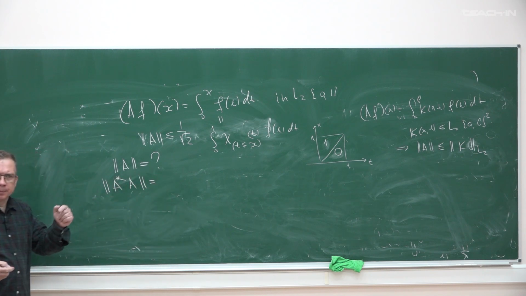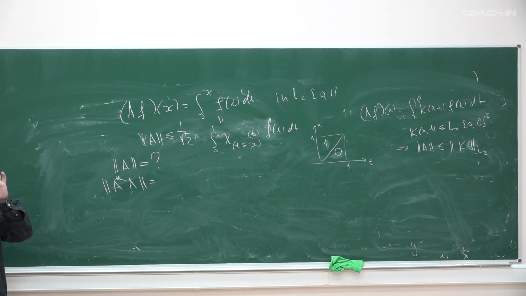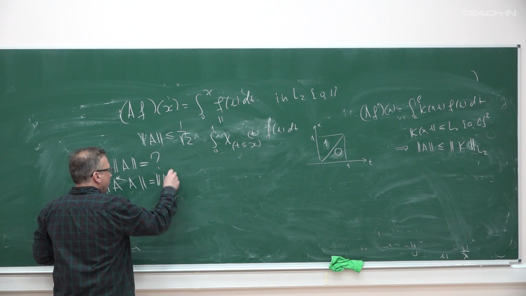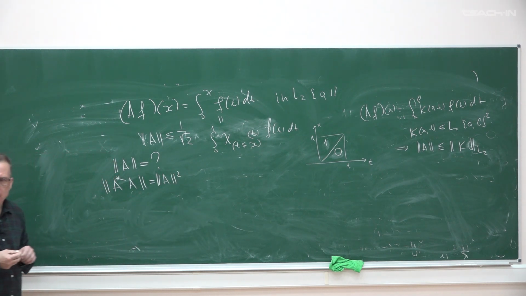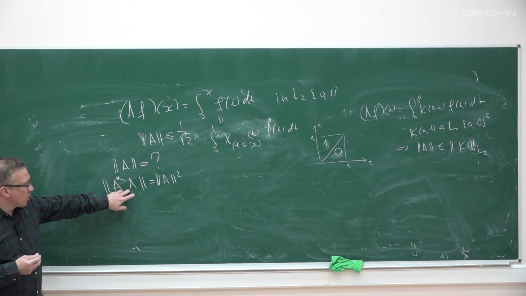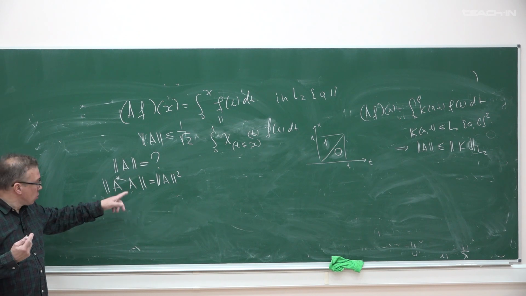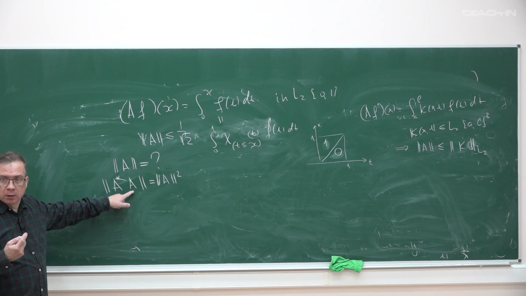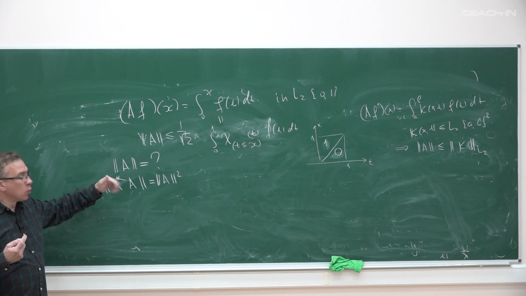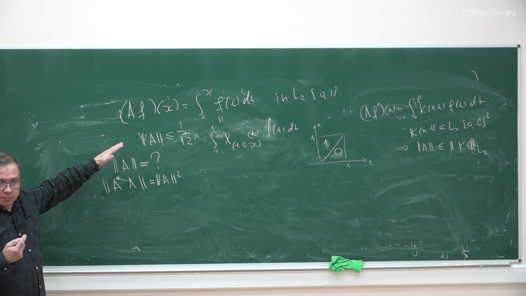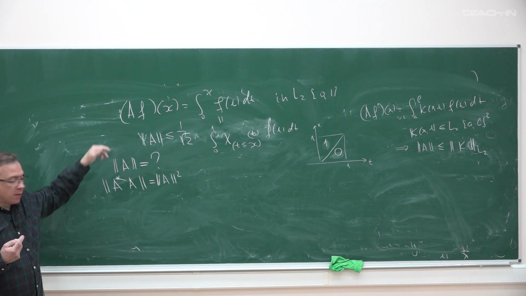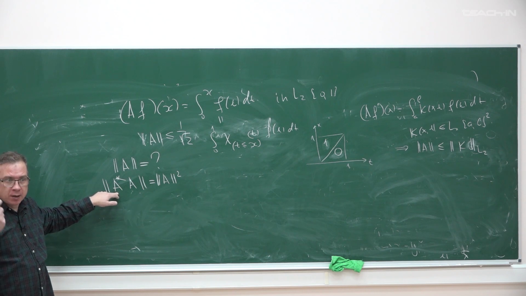It equals to what? Yes, the norm of A squared. Now the idea: this operator is self-adjoint and compact. Is it clear that it is a composition of a bounded operator with a compact one? A is compact. We take this operator, and it will be self-adjoint and compact.